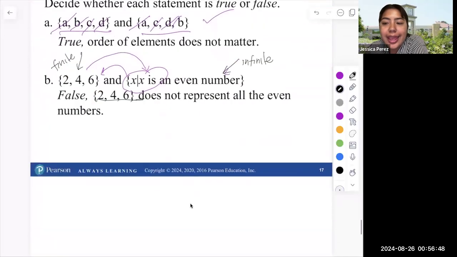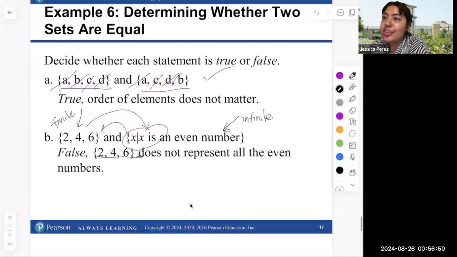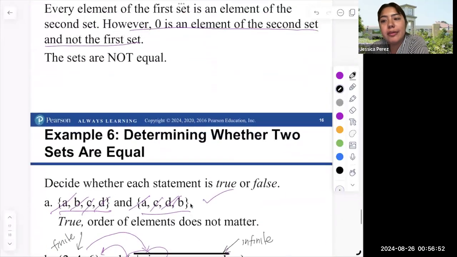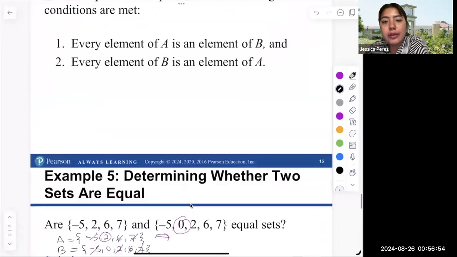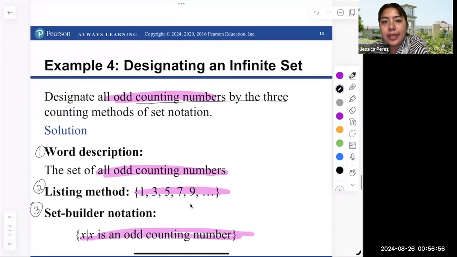Okay. And that is the end of section 2.1. Hopefully everything is making sense. We'll pause and then we'll start in section 2.2.